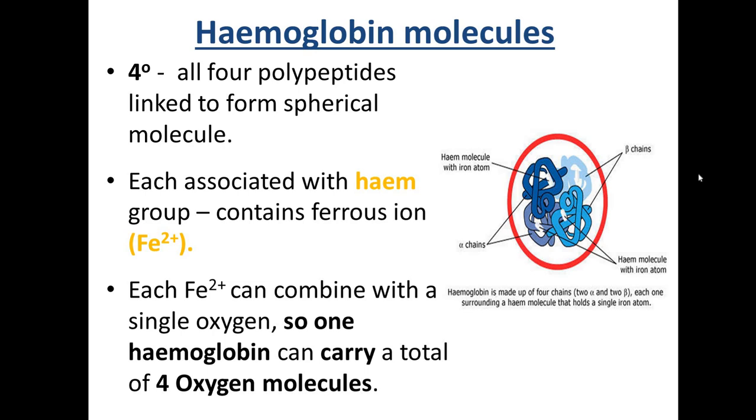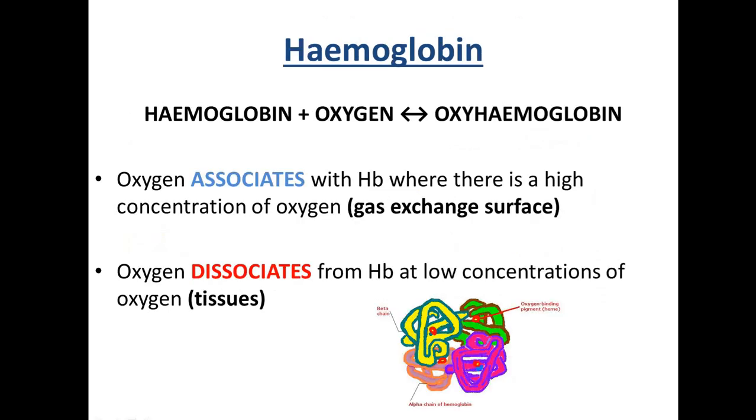So each of the chains is associated with a heme group or Fe2+ group, and because there's 4 chains, that means each of these heme groups can carry an oxygen molecule. So because there's 4 heme groups, each haemoglobin can carry 4 oxygen molecules. So the equation for combining oxygen with haemoglobin is haemoglobin plus oxygen goes to oxyhemoglobin, but it is a reversible reaction, so oxyhemoglobin can also dissociate to form oxygen and haemoglobin.